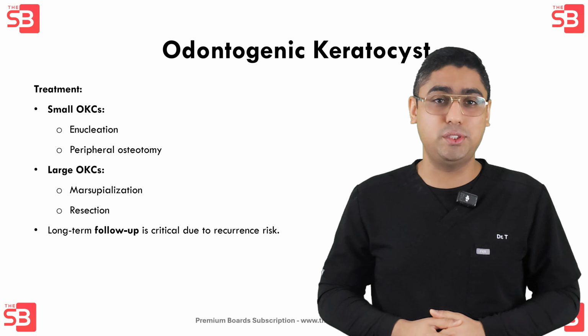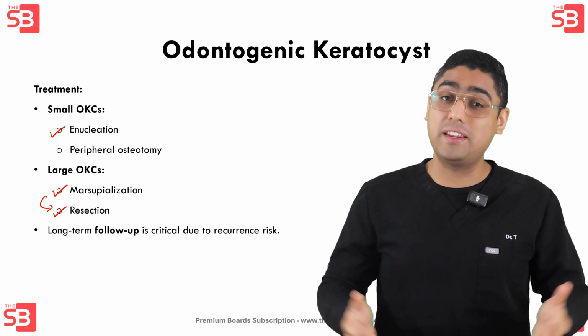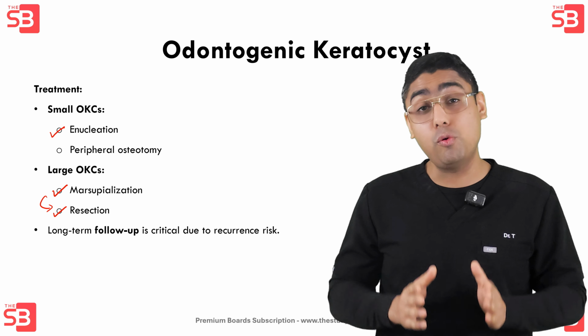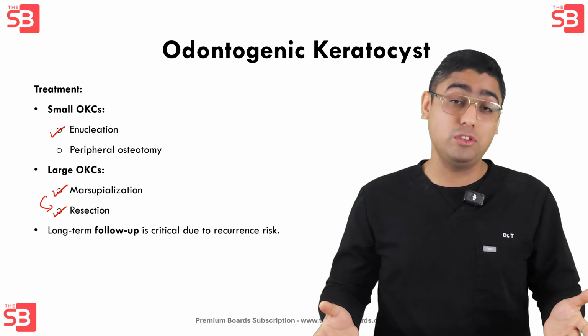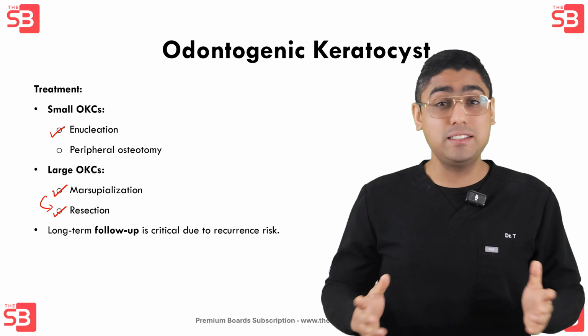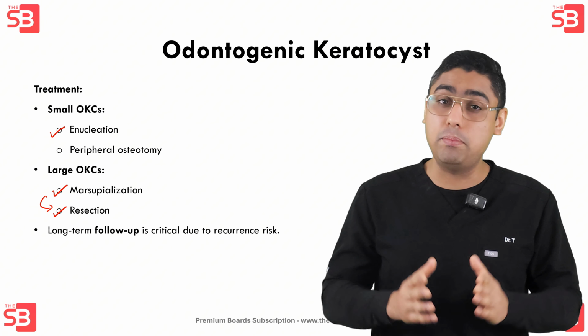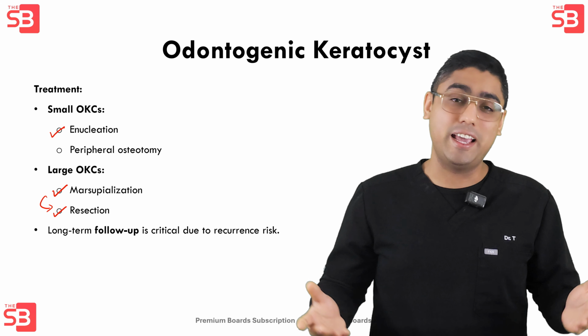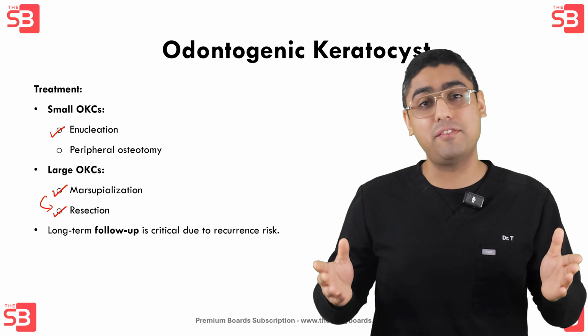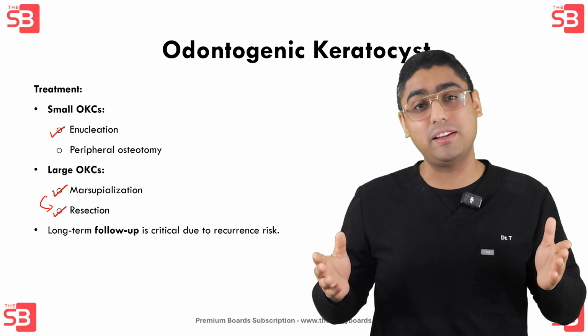For smaller cysts, the main approach is enucleation, where the cyst is surgically removed. For larger cysts, marsupialization may be performed, first of all, to reduce the size, making subsequent removal very easy. Now, in more severe or recurrent cases, the removal of the portion of the affected bone, which is also called resection, can also be done. And this is necessary to ensure complete elimination of the cyst. Lastly, as we have already discussed, these cysts have a high recurrence rate, so it is very important for you to follow up with your patients because that is going to be critical.